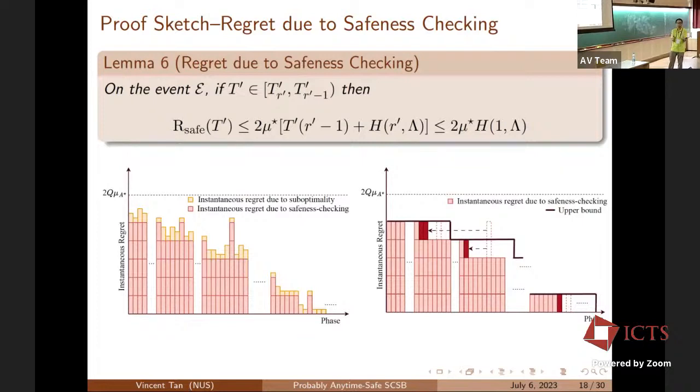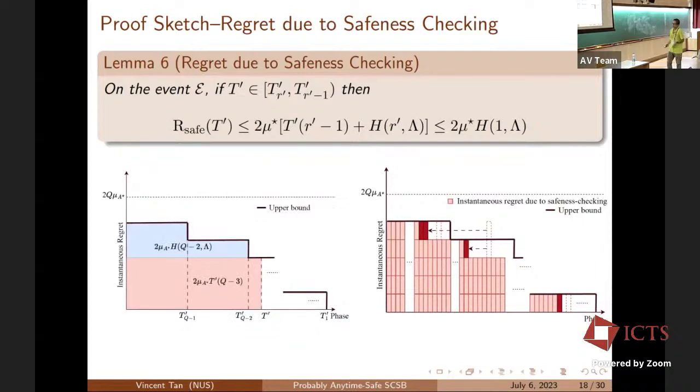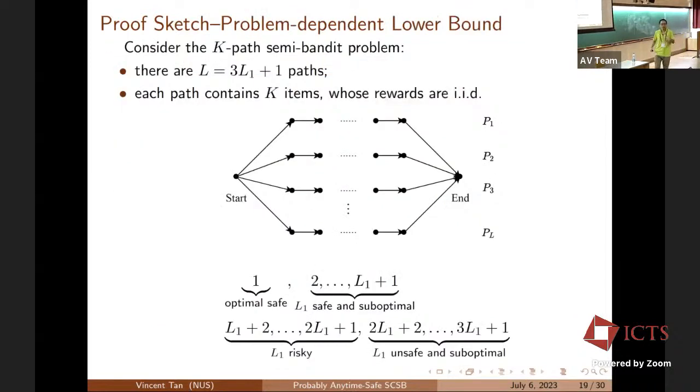I know I have not provided any details, but at least I've provided some idea about how we do this in a systematic way. There are two ways of summing. There is a regret due to suboptimality and the regret due to safeness checking, and I hopefully have illustrated how to calculate some of these elements. So yeah, fine. We also have a converse, or converse means impossibility result.